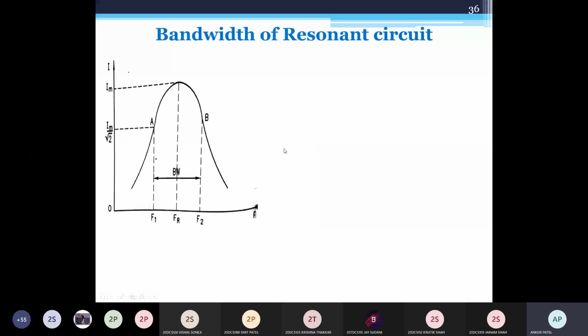Bandwidth of a resonant circuit. You can see this diagram, frequency versus current. In bandwidth, you can see the band of frequency given on the A and B sides. On either side, A and B, that is called the band of frequency on either side of the resonant frequency FR, which is your resonant frequency.